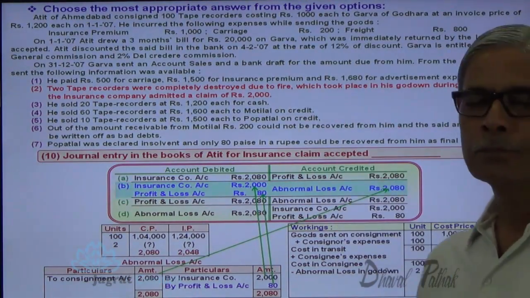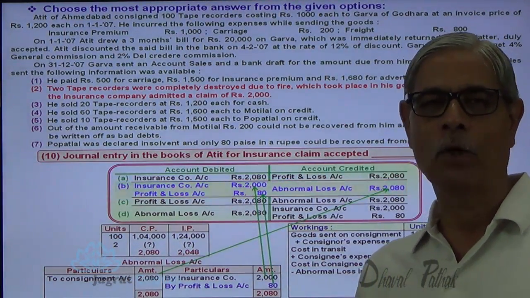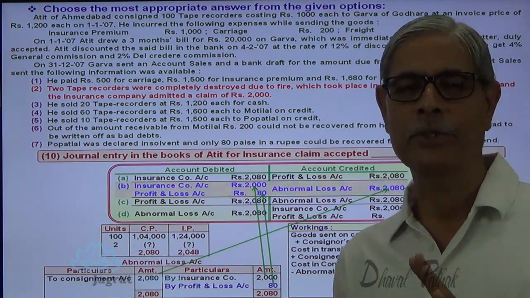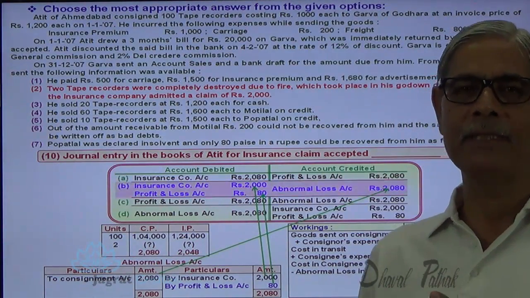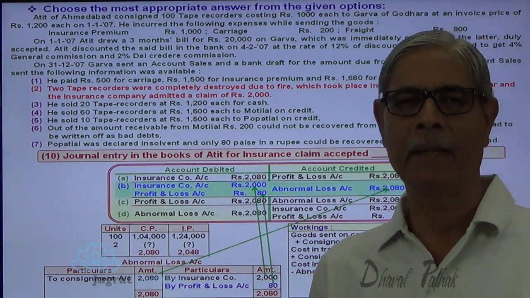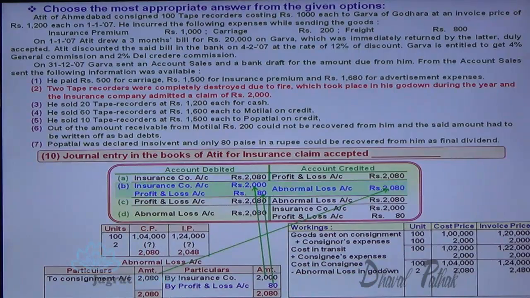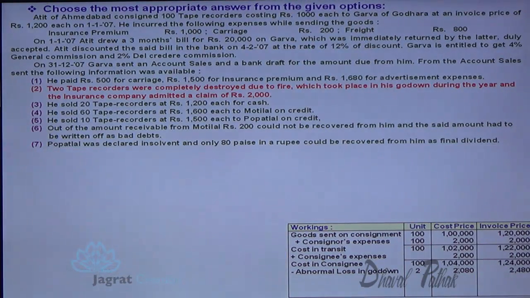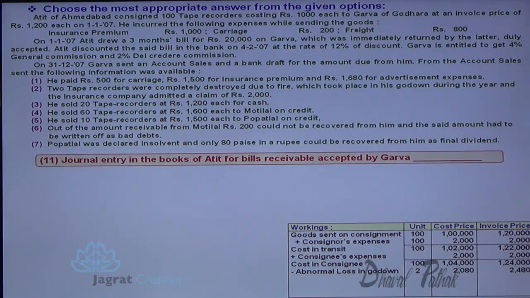So this is how abnormal loss is identified and recorded in the absence of insurance claim. But even if the insurance claim is associated with abnormal loss, how the journal entries could be recorded is being mentioned with the help of this multiple choice question number 10. Now next. The next multiple choice question.